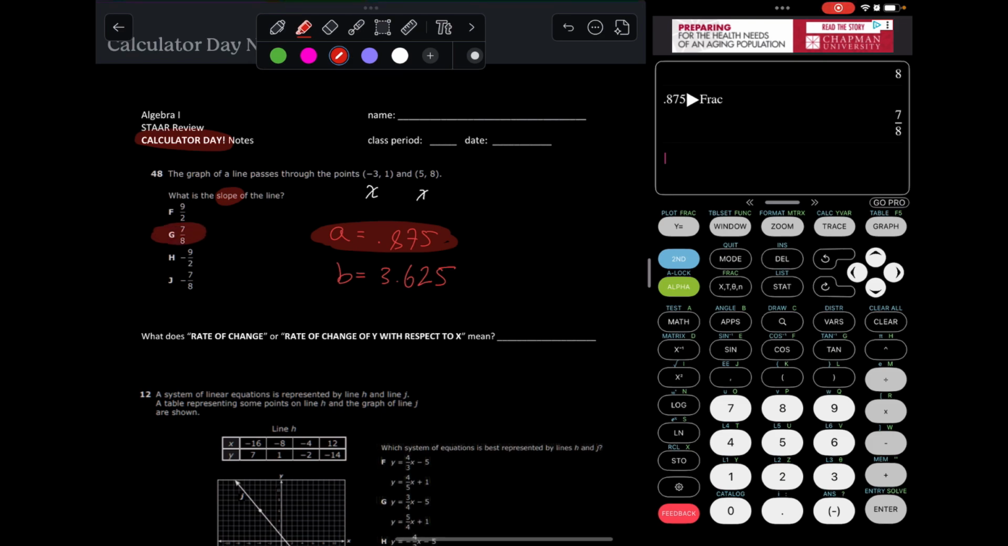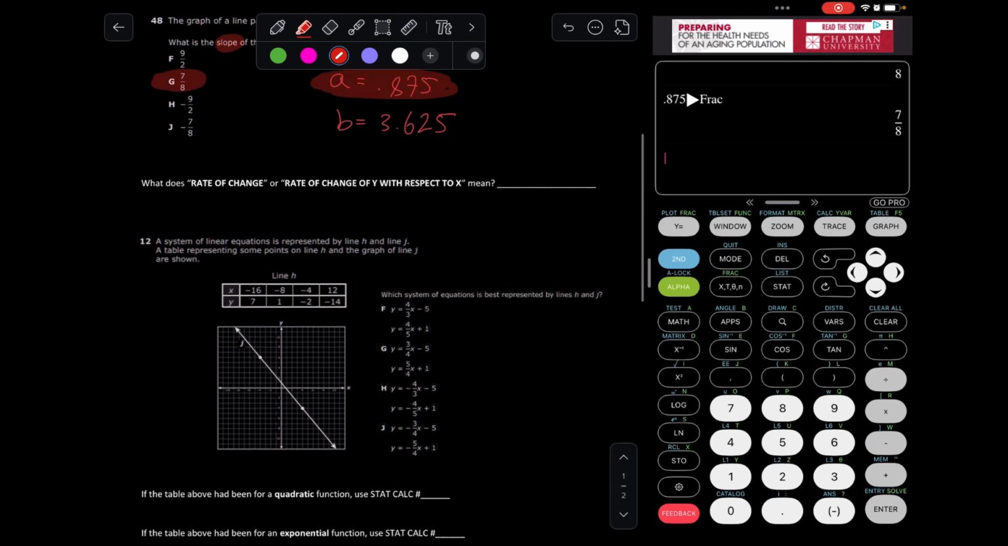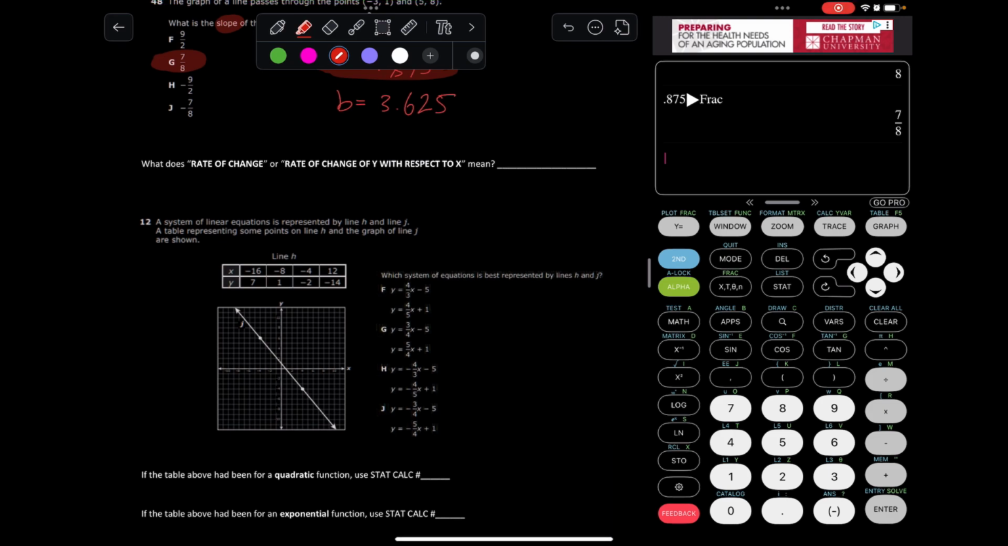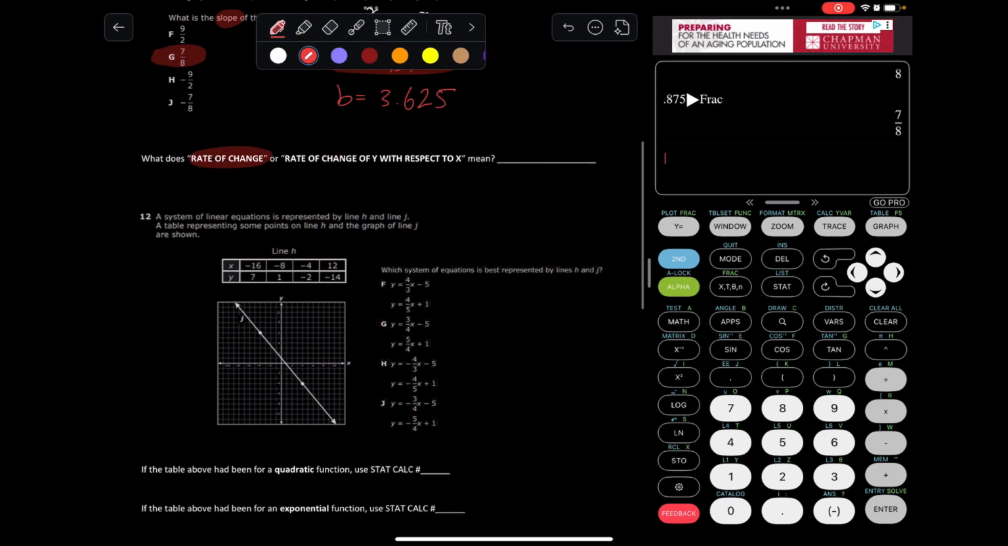Okay, Christopher? Nice. Number 2. What does rate of change or rate of change of y with respect to x mean? Now this word, not really the second one, but the first one comes up a lot in the STAR test. When it's asking you for the rate of change, it's just asking you for the slope. So in all future problems, if it's asking you for rate of change, it's asking you for a slope.